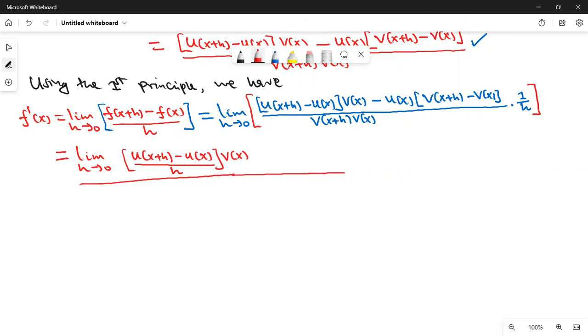before I write over, let me write the other part. The other part is minus the limit as h approaches 0 of u of x times v of x plus h minus v of x, and this is divided by h. That's very important. Let me bracket this and also this other one.